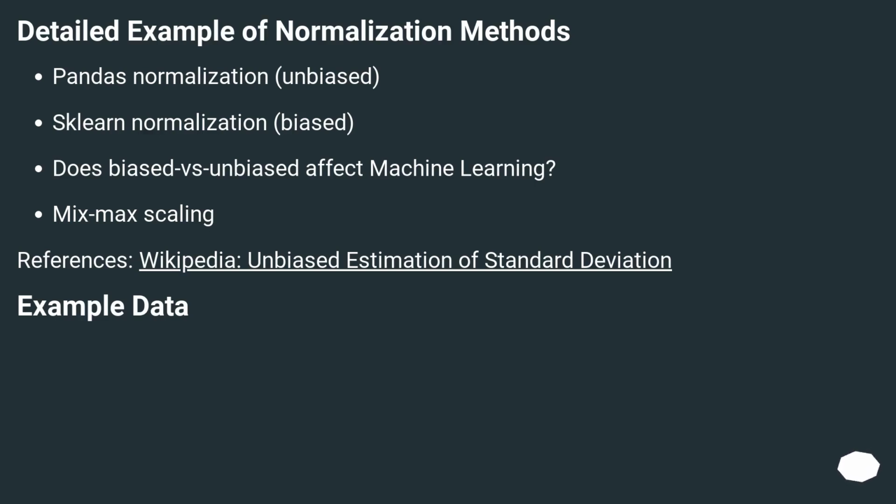Detailed example of normalization methods. Pandas normalization, unbiased. Sklearn normalization, biased. Does biased versus unbiased affect machine learning? Min-max scaling. References, Wikipedia, unbiased estimation of standard deviation. Example data.